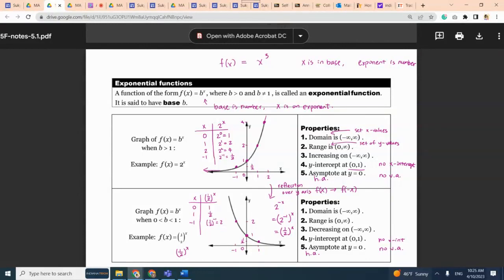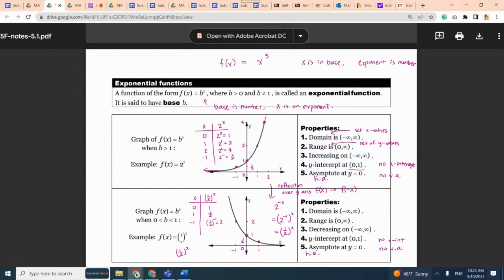Y-intercept. Do you see the y-intercept is this point (0, 1)? So this is the y-intercept. Do we have an x-intercept? No, because it's approaching the x-axis, but it never touches. So we don't have any x-intercept. Okay? Do we have a horizontal asymptote? Yes. Do you see we're approaching this line? The x-axis corresponds to y equal to 0. So the horizontal asymptote is y equal to 0. Do we have a vertical asymptote? No. So no vertical asymptote.